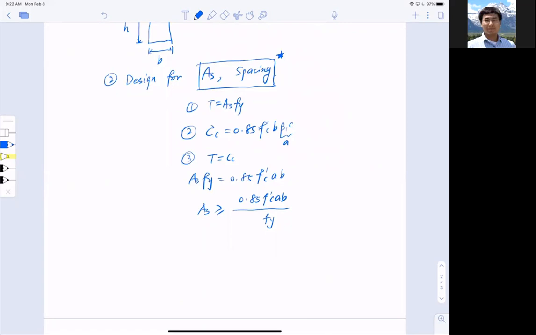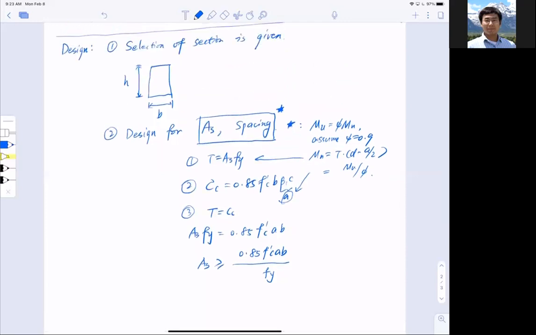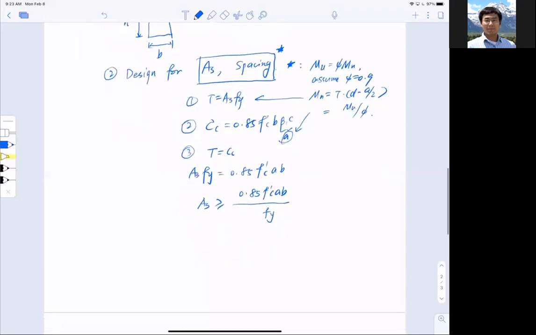But you can see that this is almost like chicken and egg, right? Where is the a coming from first? So to do this, we have to add another step, which is very critical. That is, we already know Mu equal to phi Mn, and assume phi equal to 0.9 to start with. So Mn equal to T (d minus a/2), that is equal to Mu divided by phi. So here we get the tension and a from the assumption. Okay, all right, so this is the gist of the design. And don't worry, we'll go through them by details.